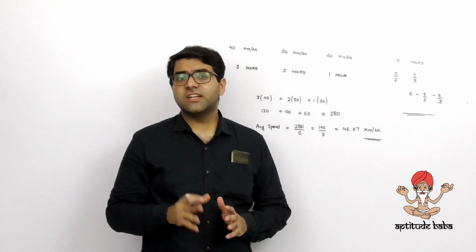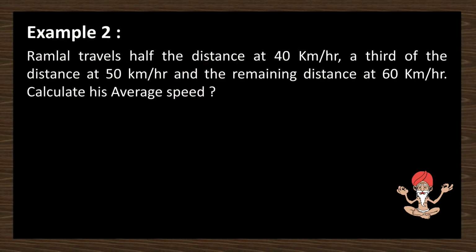Let's move on to the second example now. Ramlal travels half the distance at 40 kilometers per hour, a third of the distance at 50 kilometers per hour, and the remaining distance at 60 kilometers per hour. Calculate his average speed. In this question we are given the fraction of distances. पिछले क्वेश्चन में हमें fraction of times given थे, so half the time, a third of the time. In this question I am given the fraction of distances.